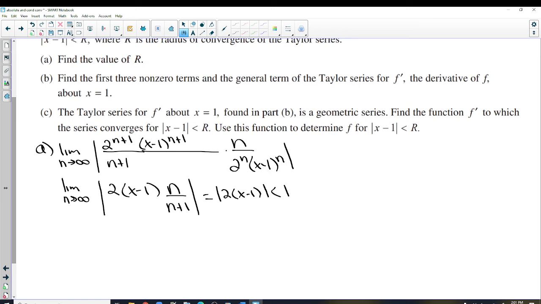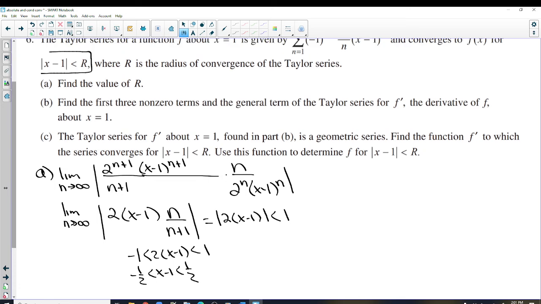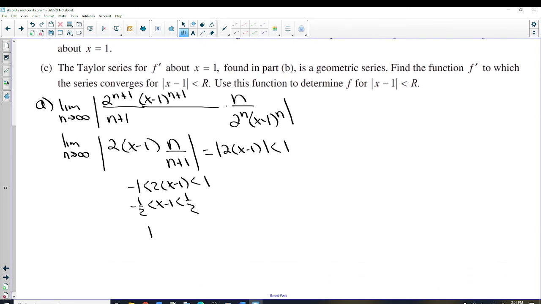Now we want that to be less than 1, so negative 1 less than 2 times x minus 1 less than 1. So negative 1/2 less than x minus 1 less than 1/2. And that's what they're talking about. They're saying find the r when you're centered at 1. So we're centered at 1. The radius, or r, is equal to 1/2. All right, try letter B.